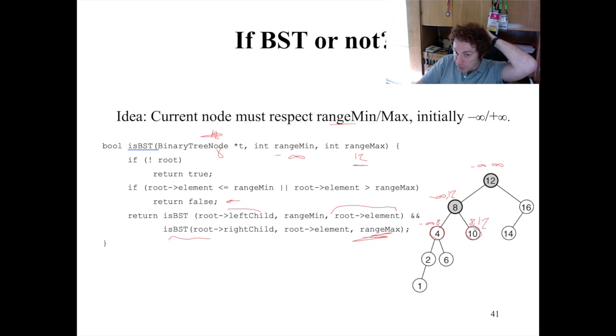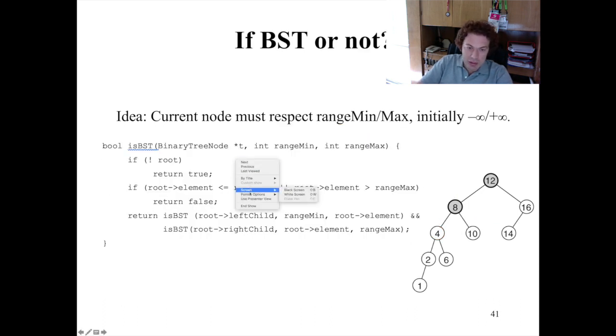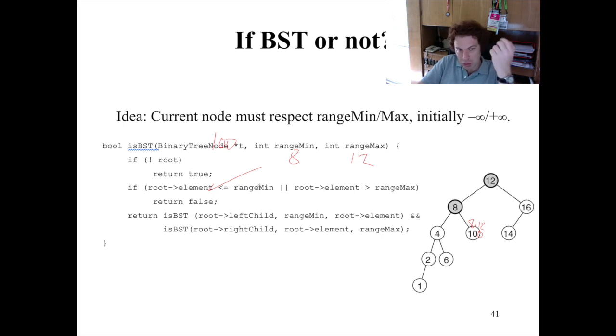So max is 12, and minimum is 8, which was the element value. So when I begin the iteration, let me begin here with 10. The minimum will be 8 and the max will be 12 because of the recursion rule so far. And 10 will survive these rules because 10 is not less than the minimum and 10 is not bigger than 12. So it survives. However, if I had 100 here, then what would happen? Is 100 less than 8? No. Okay, so no problem here. But 100 is bigger than 12. So true, return false.